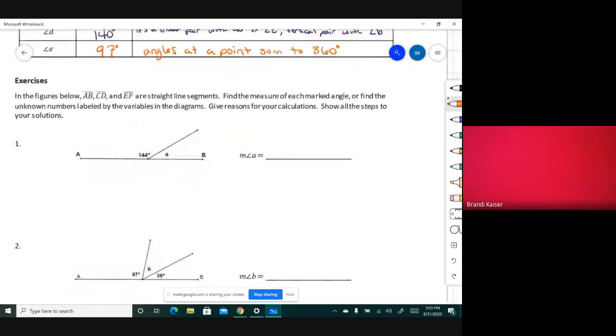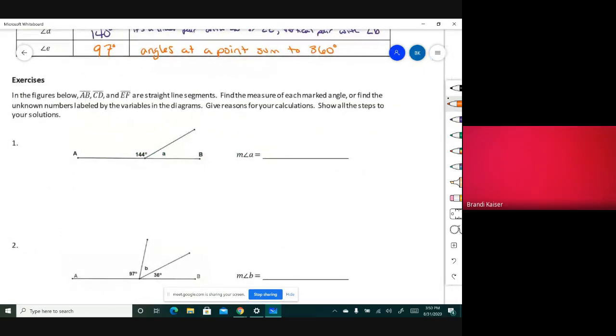All right, so for the following examples, the following exercises, some of them are given in straight line segments, but basically we're just going to find the measure of each angle that they marked. And it says to give a reason for your calculations. If you don't want to write that part down, that's fine, but it is important to kind of notice what's going on in each picture.